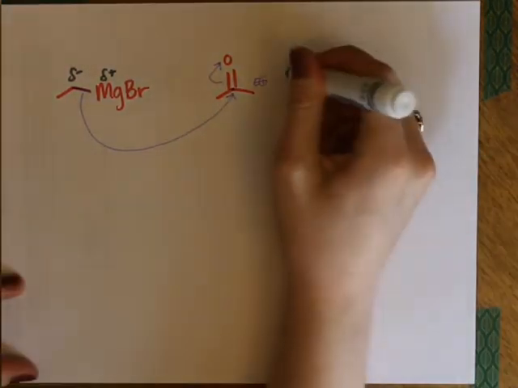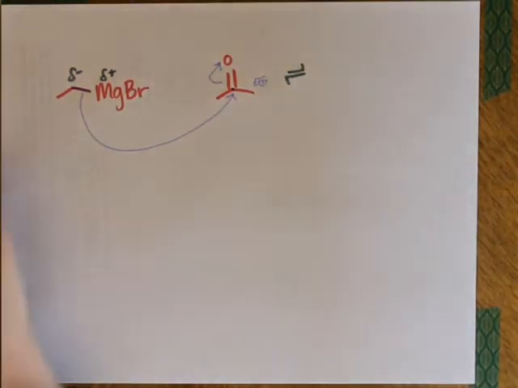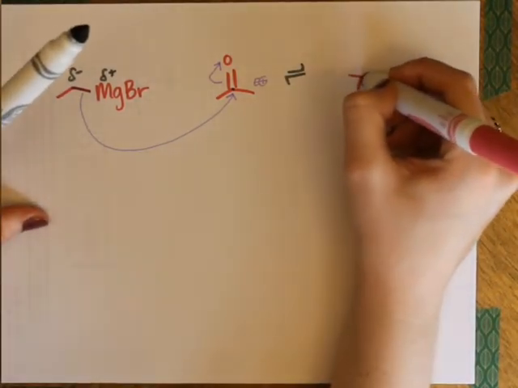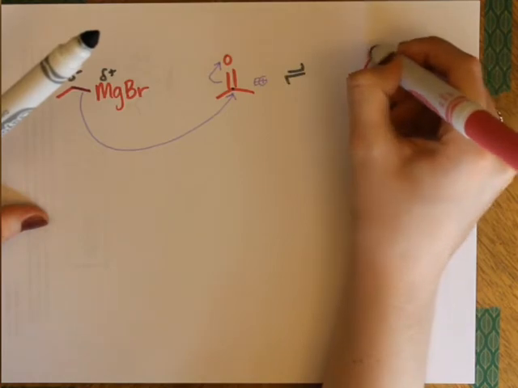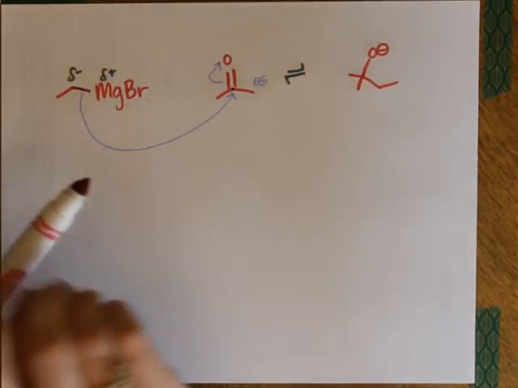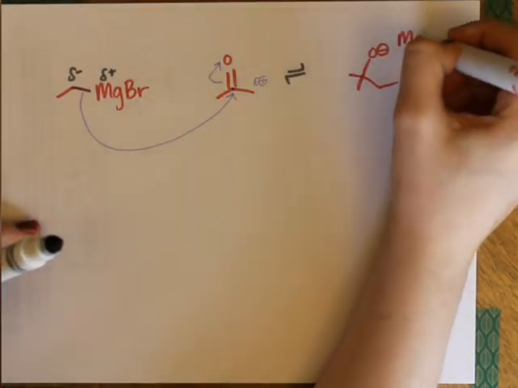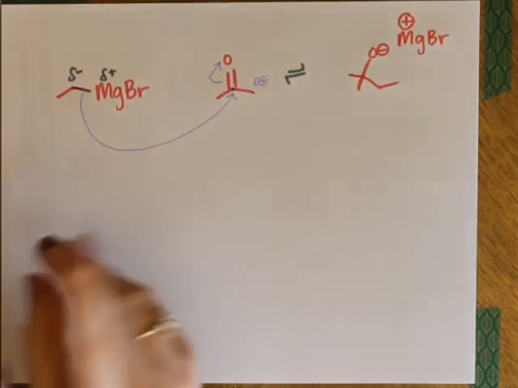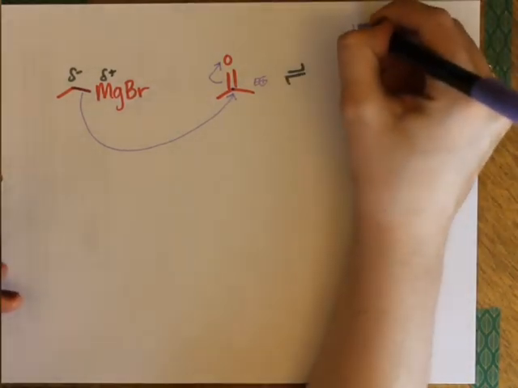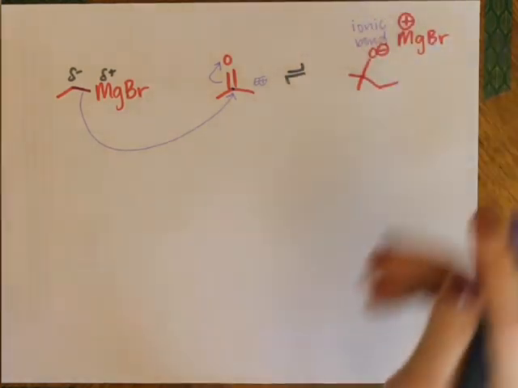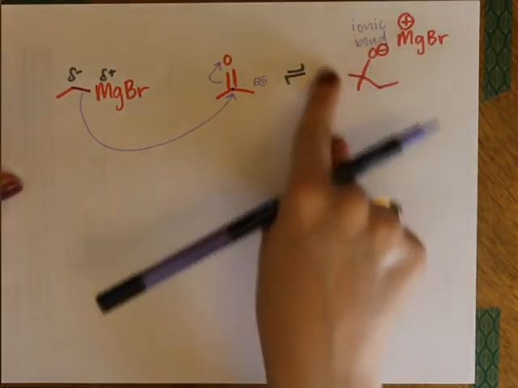And so when we do that, we're going to make a new carbon-carbon bond. So this is going to have this here. And now you can also show the MgBr plus as an ionic bond here. You can show this happening and show it next to each other.